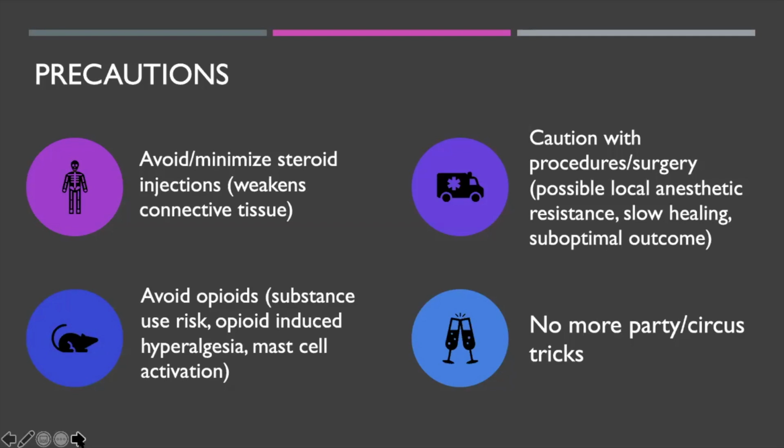Whenever possible, we want to avoid opioids because of the risk of substance use disorder. They can also cause opioid-induced hyperalgesia, which is where opioids make the nervous system more sensitive to pain, like we talked about earlier. And also opioids can activate mast cells and cause mast cell degranulation, and we talked about that earlier. Patients who have hypermobility disorders are at increased risk of mast cell activation disorders. So we want to avoid things that activate those mast cells.